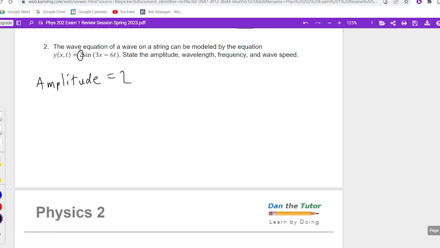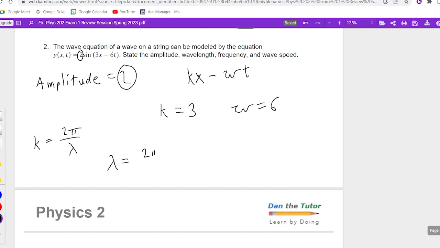Amplitude equals 2. Done. I'm not sure if we need units for this. I'm not going to put any units. Wavelength. The way we find wavelength is we need to look at k. Remember the equation is kx minus omega t. That means k is 3 and omega is 6 in this equation. Which means if k is 3 and I know k is equal to 2 pi over my wavelength, well then the wavelength, lambda, is just going to equal 2 pi divided by k if I switch the variables around. And so the answer for wavelength is going to be 2 pi over 3. That is my wavelength, because k is 3.